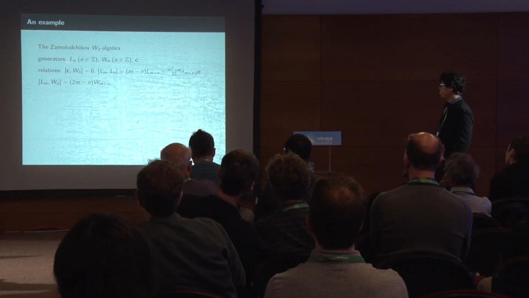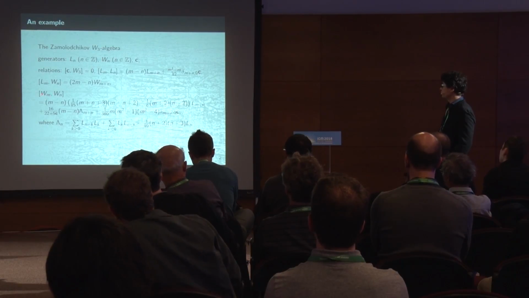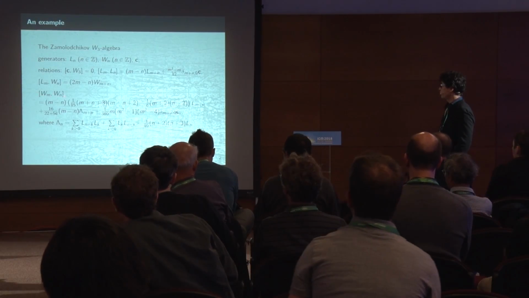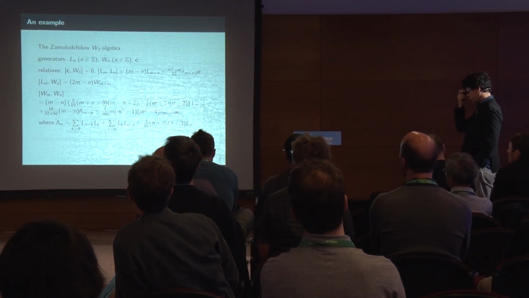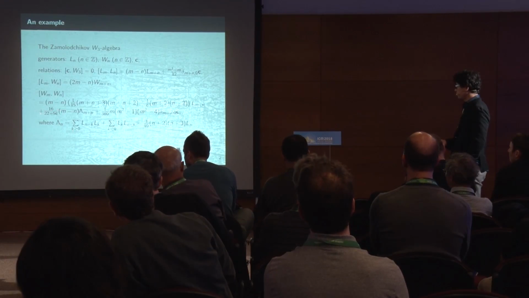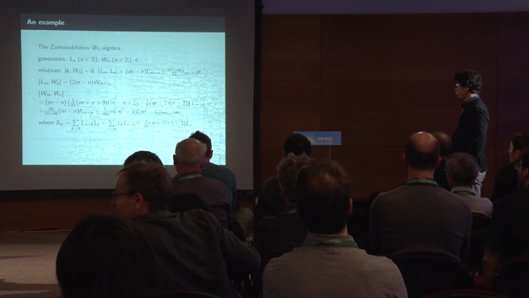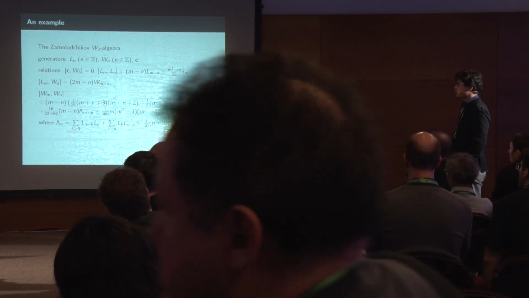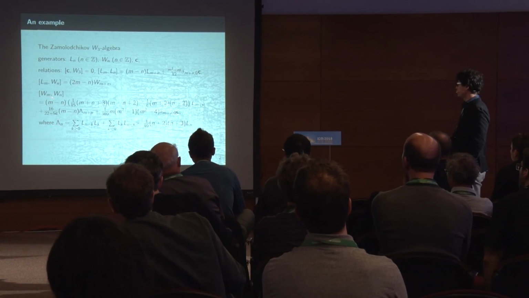the commutation relation between L_n and W_n is this. It's quite simple. But the commutation relation between W_m and W_n is quite complicated and looks strange. One of the reasons is that we have this singularity. We have 22 plus 5c, where c is the central element, in the denominator, but this singularity can be removed by redefining generators.